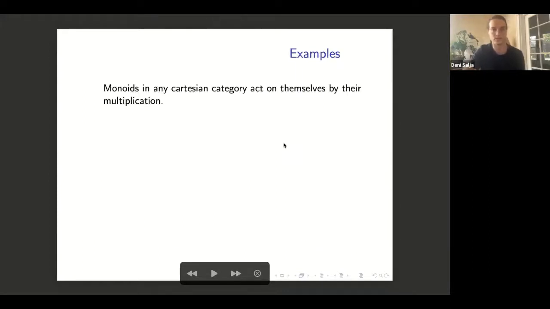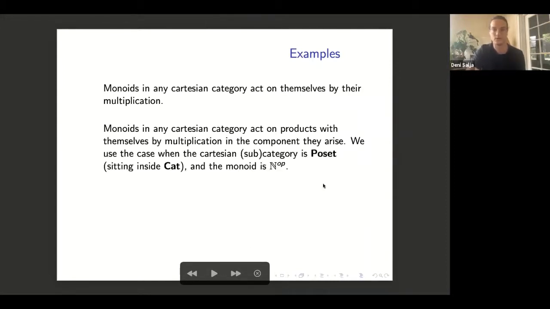So some examples: monoids act on themselves by their multiplication, of course. You can also take an object in a Cartesian monoidal category, and take a product with a monoid in there, and you can have that monoid act on the product by just acting in that component. We're going to be interested in this when you take the monoid to be an op. We're going to take a product with a poset in Cat.